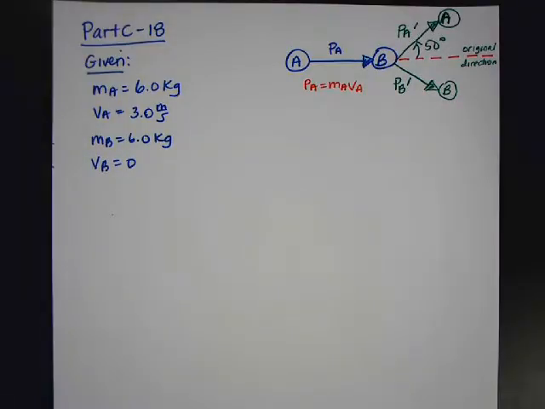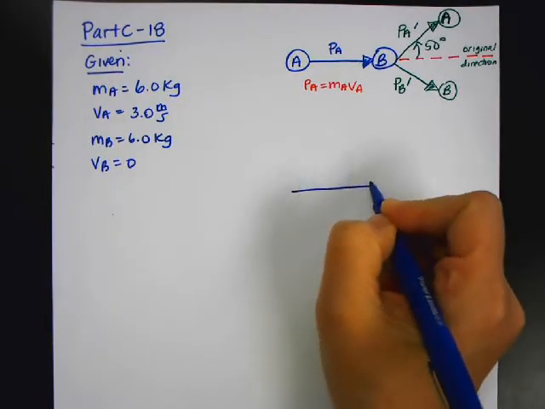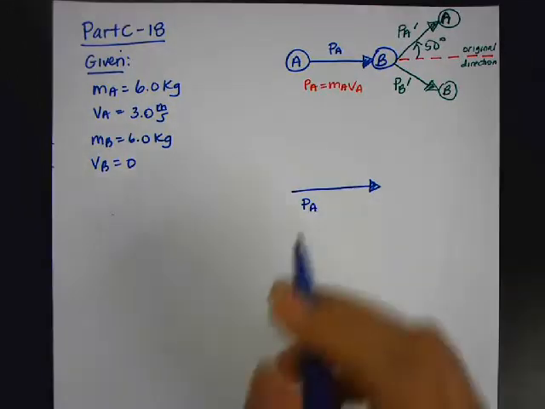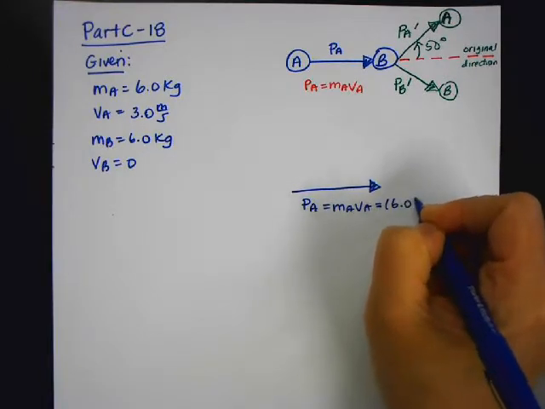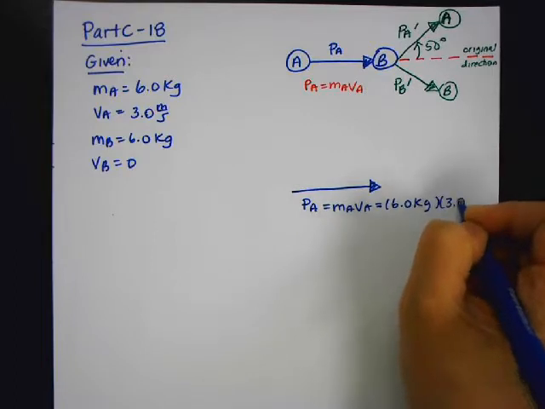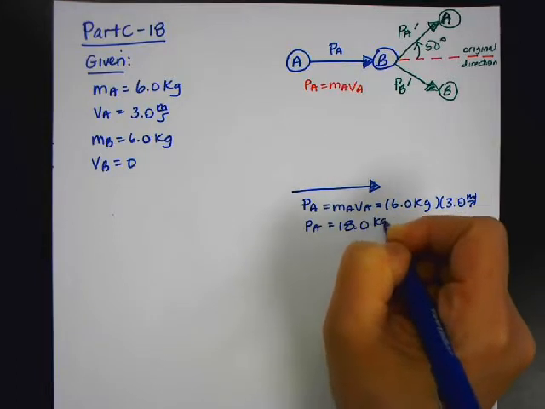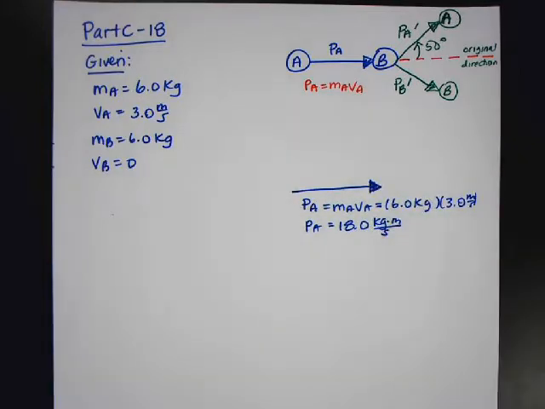What I'm going to do now, and you have to do this for all your problems, is draw what's called a momentum triangle. So I'm going to start off first, and I'm going to draw the total momentum before. This is equal to PA. Now I can calculate PA because I know PA is equal to MAVA. So 6 kilograms times 3 meters per second, so PA is equal to 18 kilogram meters per second. And that's the total momentum before.